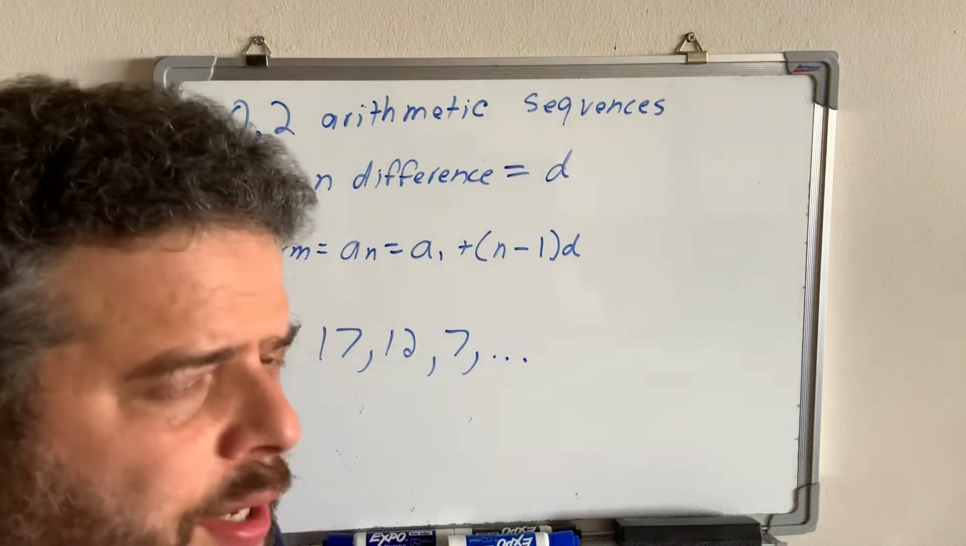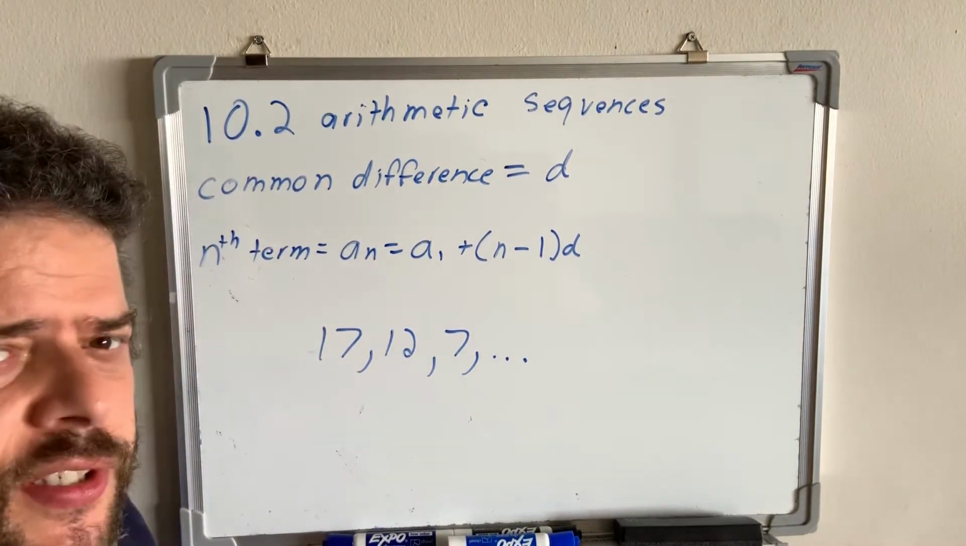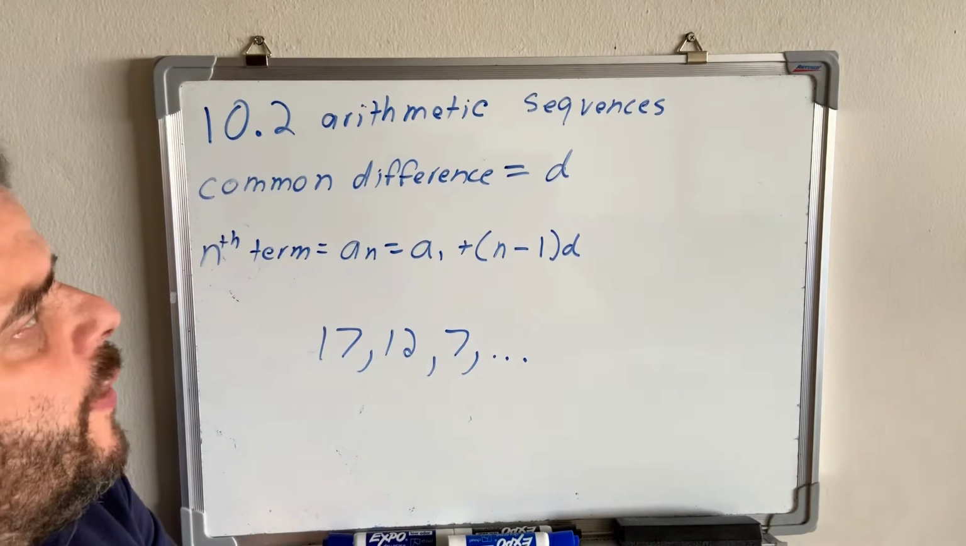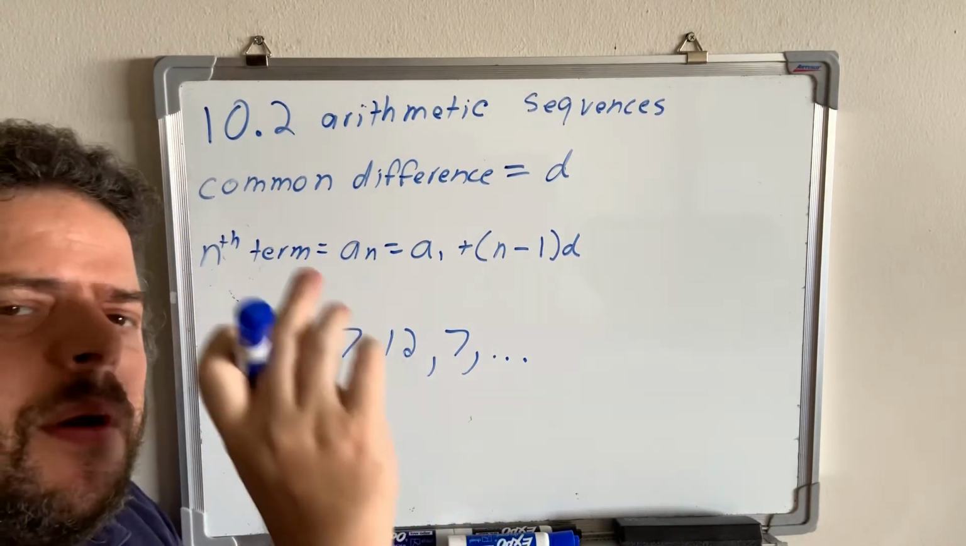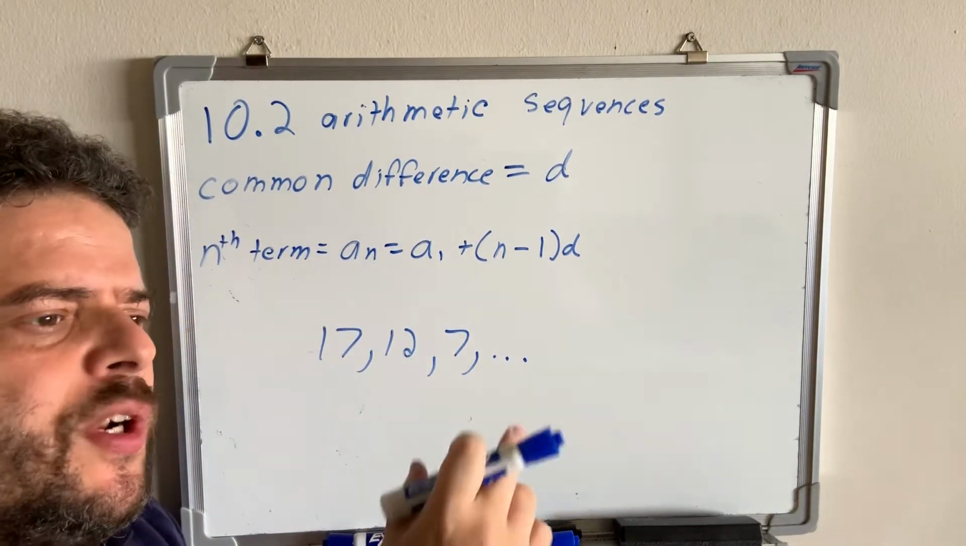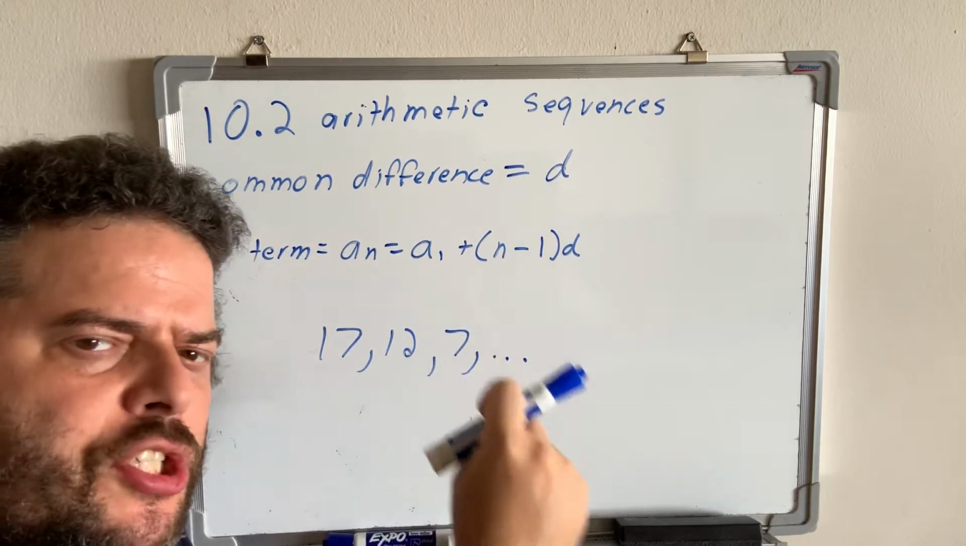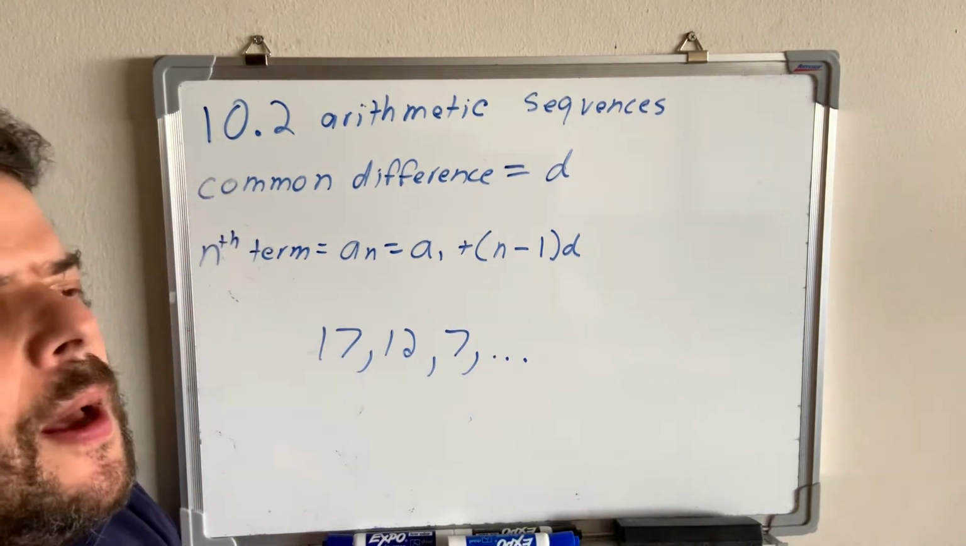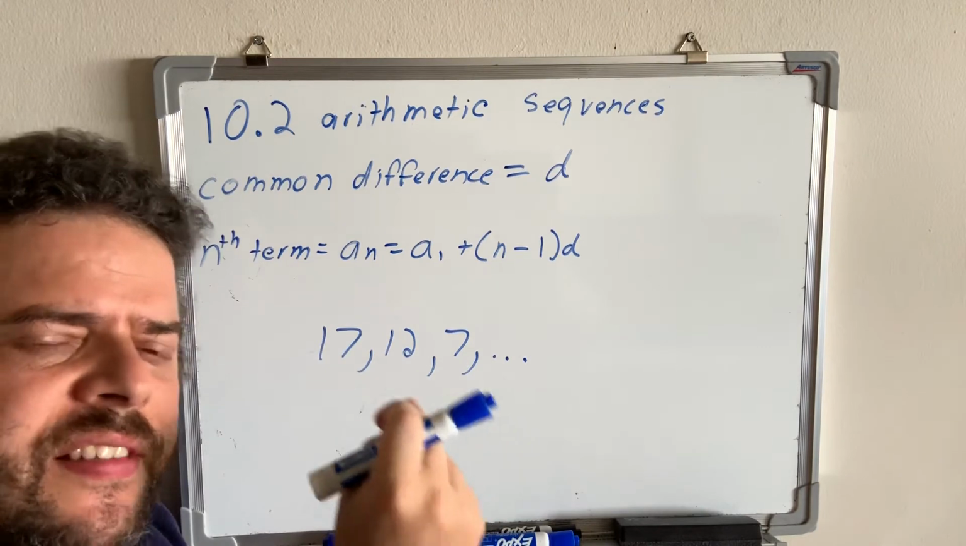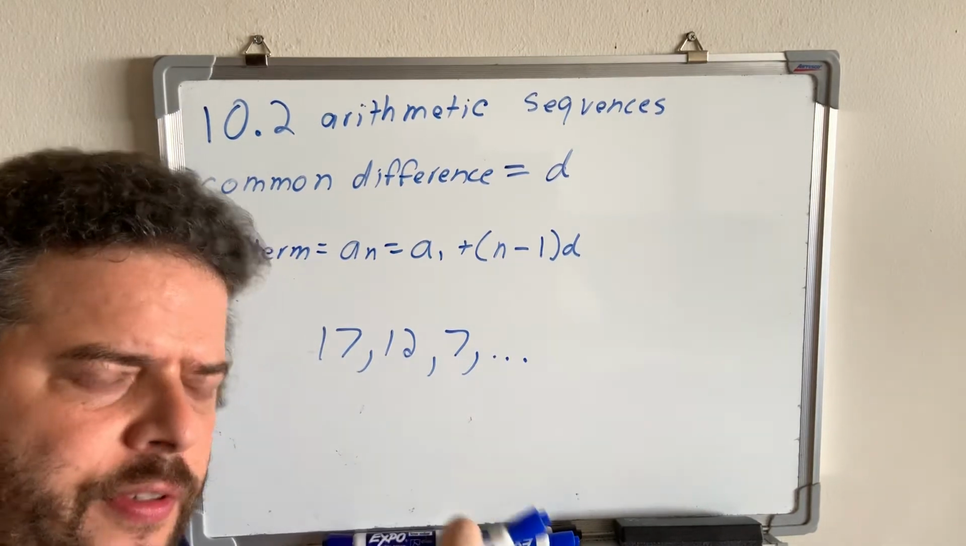Good morning, guys. Today we're going to give the first half of 10.2, which is arithmetic sequences. Now, an arithmetic sequence is a very particular sequence in which the difference between each term is a constant. That constant is called the common difference.